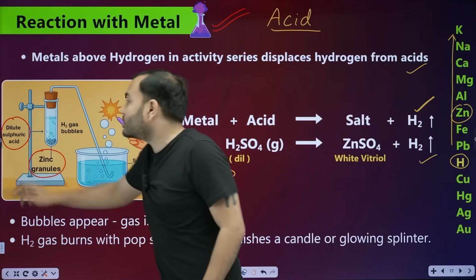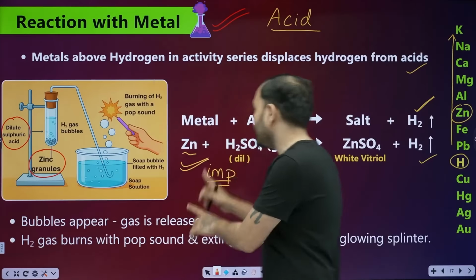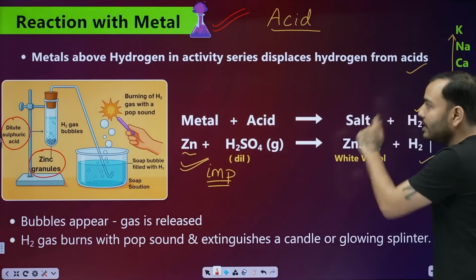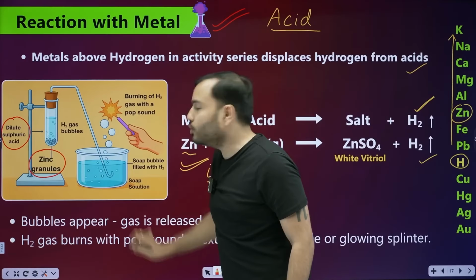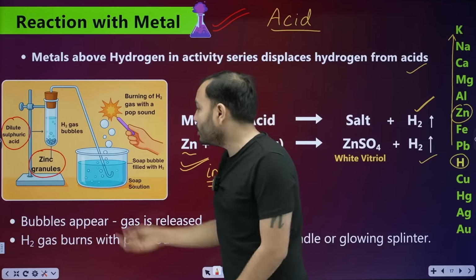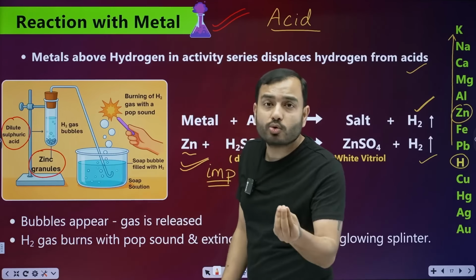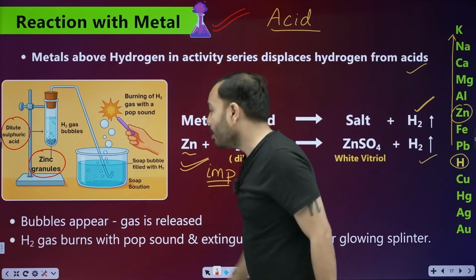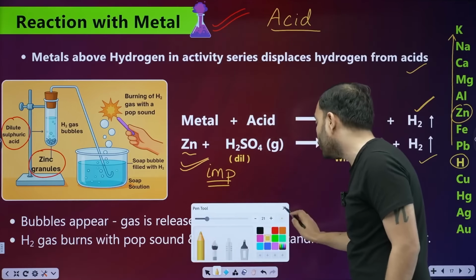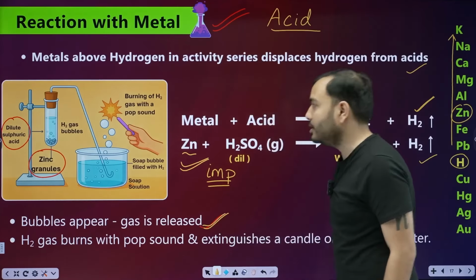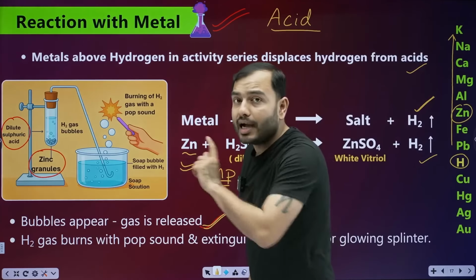Then we put dilute sulfuric acid. Now what will happen? This reaction will happen. Hydrogen gas will come out. So here comes hydrogen gas. We put a solution of soap into the hydrogen gas and we saw bubbles formed. Why are bubbles formed? Because it's a gas. It wants to come outside. Bubbles appear because gas is released. If asked in exam, why do bubbles appear? Because gas is released. Now, how do we know if this is hydrogen gas?